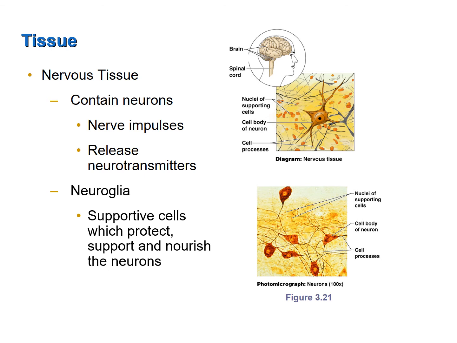Other cells found in nervous tissue include the neuroglia. The neuroglia are not capable of generating nerve impulses or releasing neurotransmitters, but they play very important supportive roles with respect to the neuron. They protect, support, and nourish the very important neurons.